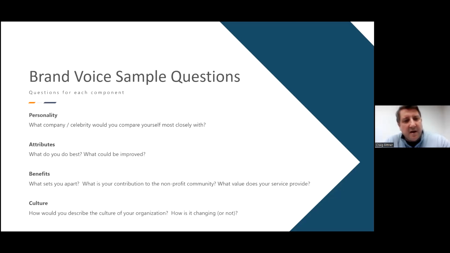But benefits are another. What sets you apart? What's your contribution to the nonprofit community? And what value does your service provide? And the final question that you can ask your stakeholders is, what does the culture feel like when people walk through your doors, or they talk to you individually, or the employees that work for you, or whoever interacts with you? What does it feel like to be a part of this organization? What does that culture feel like? And then what do you want it to feel like?